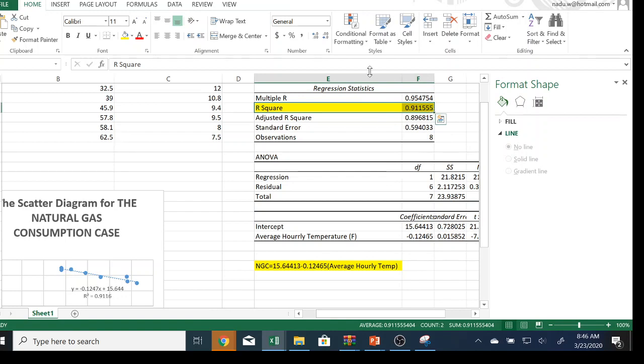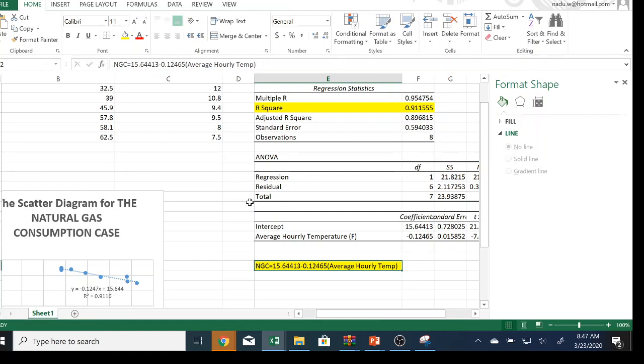So what is meant by this r squared value? It's the coefficient of determination. What is meant by the coefficient of determination is that normally we interpret it in percentage format. So 91.15% variation in the natural gas consumption is explained through the average hourly temperature. So that is the interpretation of the r squared value.